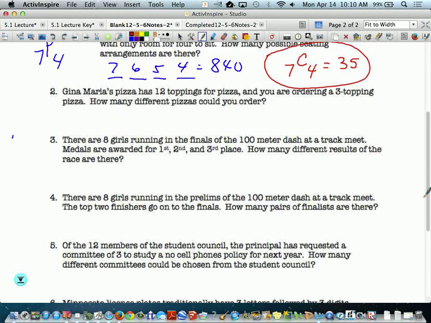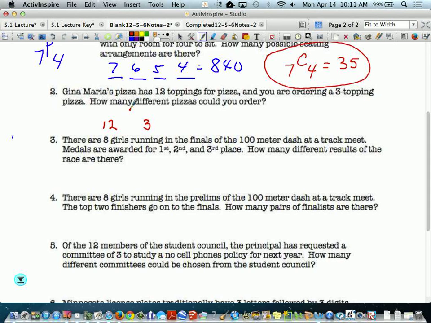Gina Maria's has 12 toppings. You are ordering a 3-topping pizza. How many different pizzas can you order? So again, we just looked at this very specifically in the vocabulary. We have 12 toppings, and I'm going to be choosing 3 of those at a time. So I either put the P for permutation or the C for combination in the middle.